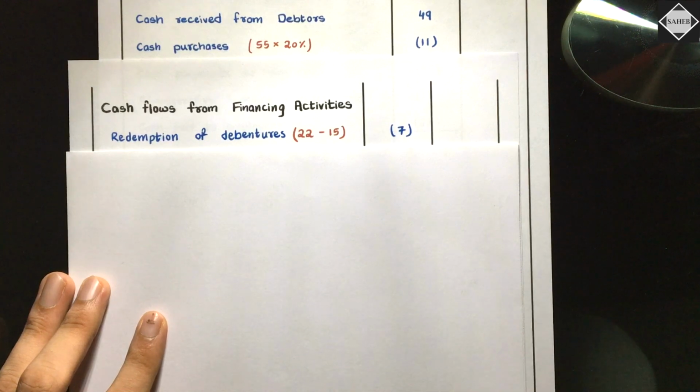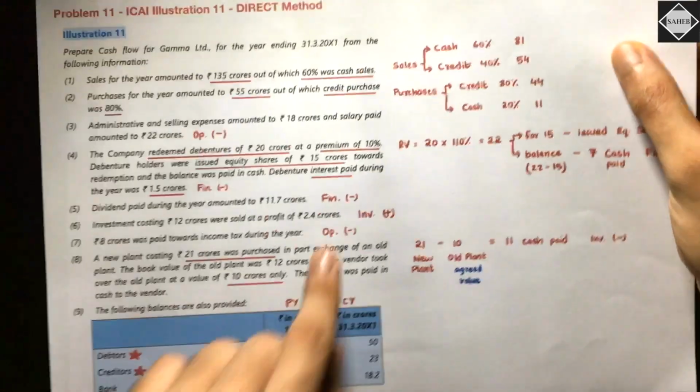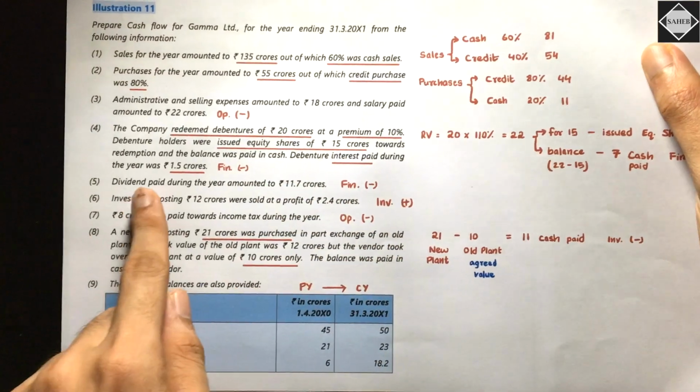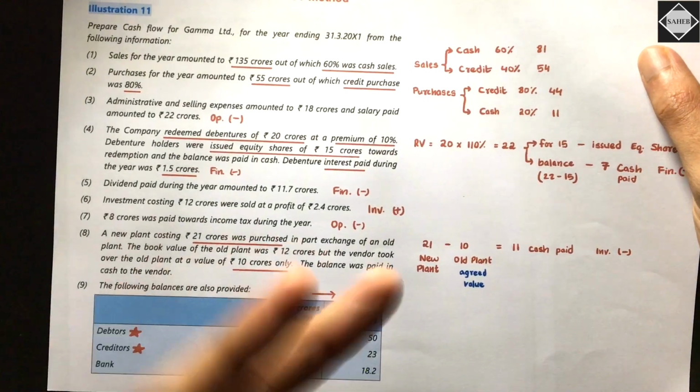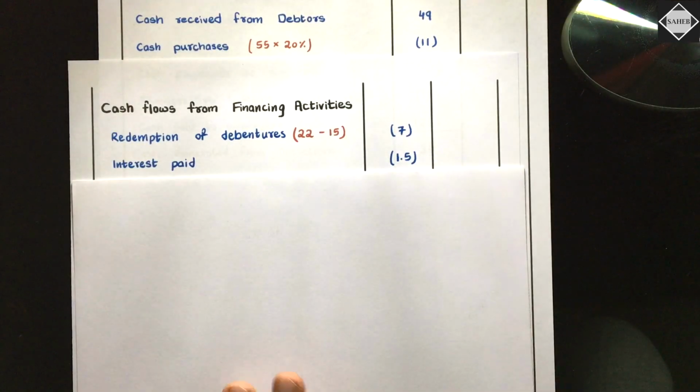Next, interest has been paid, right? See, debenture interest paid during the year was 1.5 crores. So interest paid is always financing activity. So you will just subtract that. Interest paid minus 1.5. Okay, is that clear? Yes.